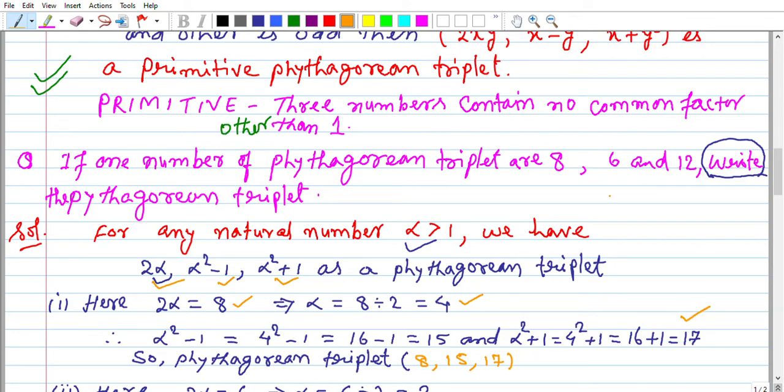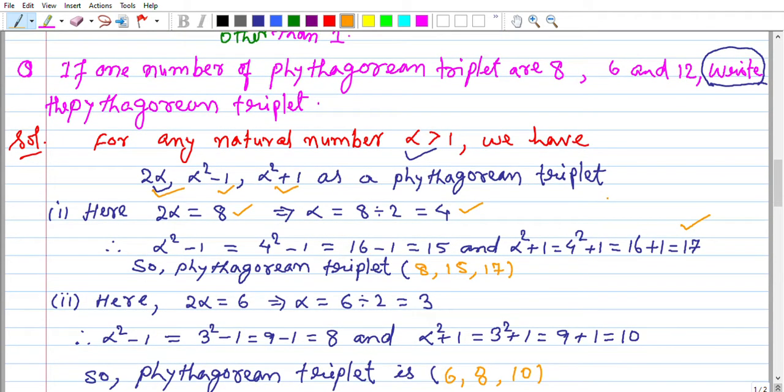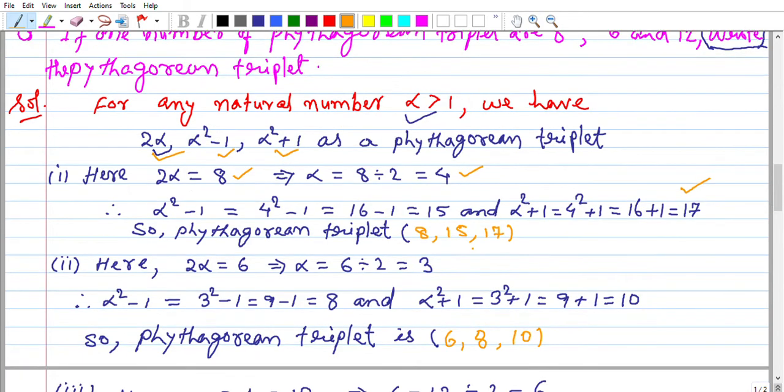So Pythagorean triplet is 8, 15, 17 respectively. Is it clear? I hope that all are understanding very well, isn't it? Now the second number I have taken, 6, as 2 alpha equal to 6, implies that alpha equal to 6 divided by 2, we get 3. Very good.